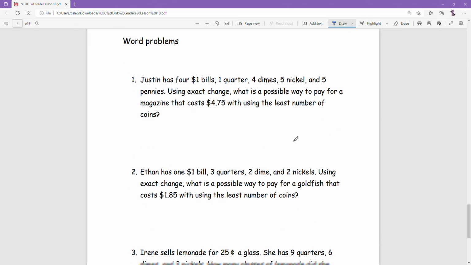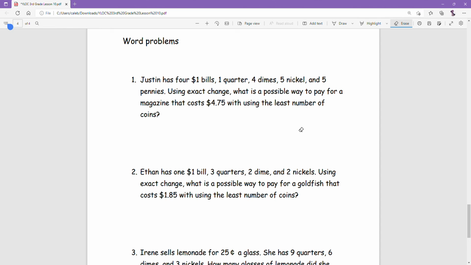Let's move on to the last page, word problems. So number 1 says Justin has 4 $1 bills, 1 quarter, 4 dimes, 5 nickels, and 5 pennies. Using exact change, what is a possible way to pay for a magazine that costs $4.75 using the least number of coins?